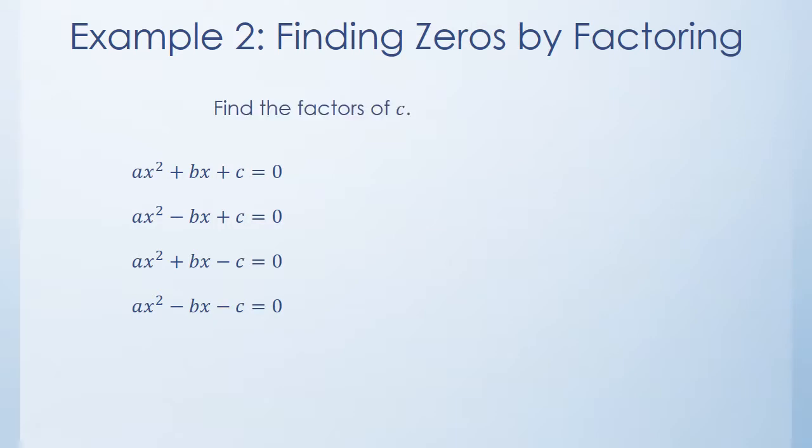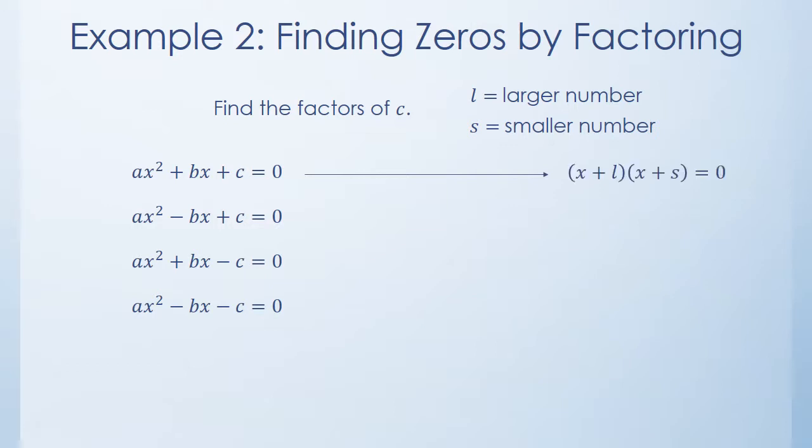Okay, we need to find the factors of C. Whatever value is in for C, we're going to find the factors of C. When we go to factor these, I'm going to label this so you know that we're going to have a larger number factor and a smaller number factor. So when you have both positives, when you factor this, you're going to get x plus the large number times x plus the small number equals 0.